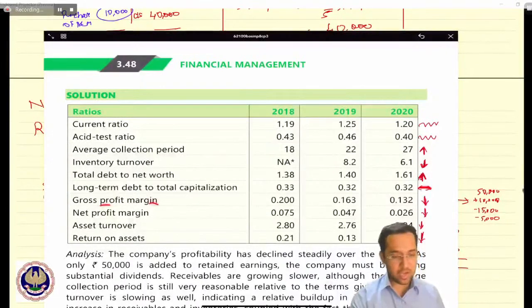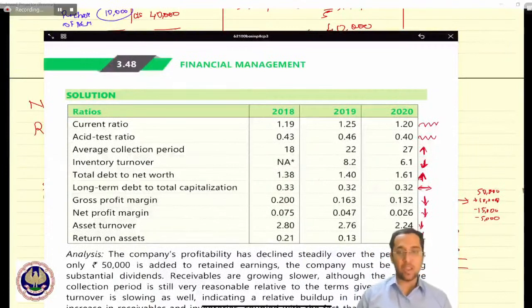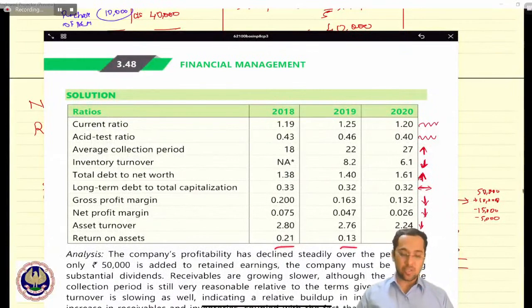Gross profit margin is reducing. Net profit margin is reducing. Turnover is reducing. Return on assets is reducing. So we say there is some problem in the company, sir. Company is not able to generate returns. Company margins are reducing. Turnover is also reducing. Company is taking more and more debt. You can say there is some problem with the company, sir. Company is not able to collect money from the debtors on time. Company is not able to sell the goods on time. Company is taking more and more debt. Moreover, the return on assets is also reducing.